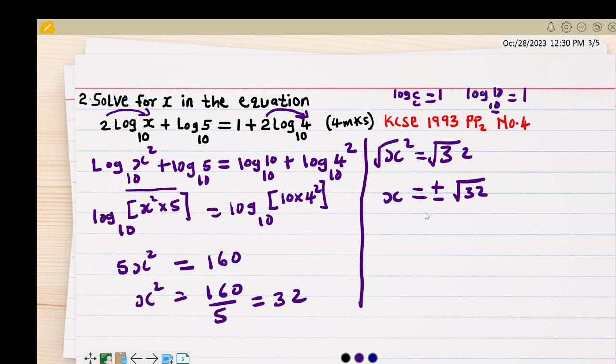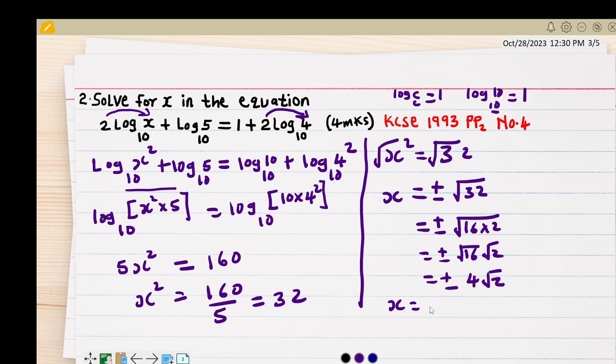So 32 can be expressed as 16 by 2, so that means x will be plus or minus the root of 16 multiplied by the root of 2. So this will be plus or minus root 16. You are going to get 4, because 4 squared will give you 16, then root 2. So therefore either my x will be positive 4 root 2 or negative 4 root 2.